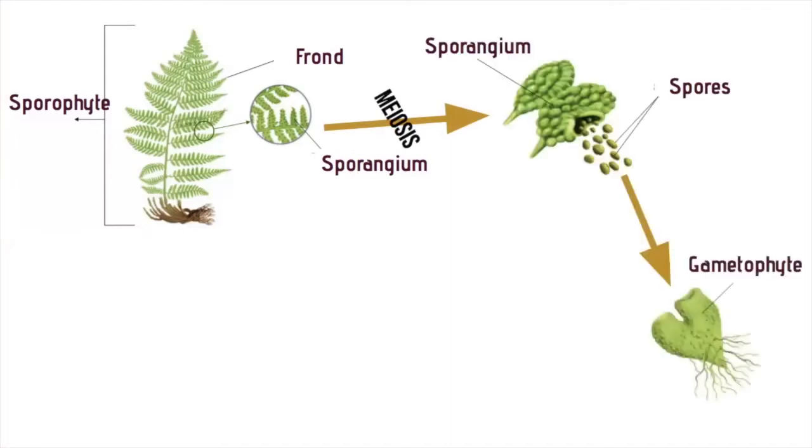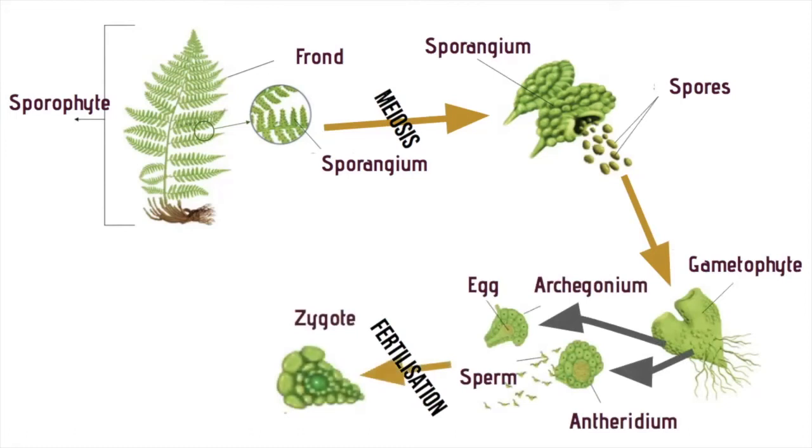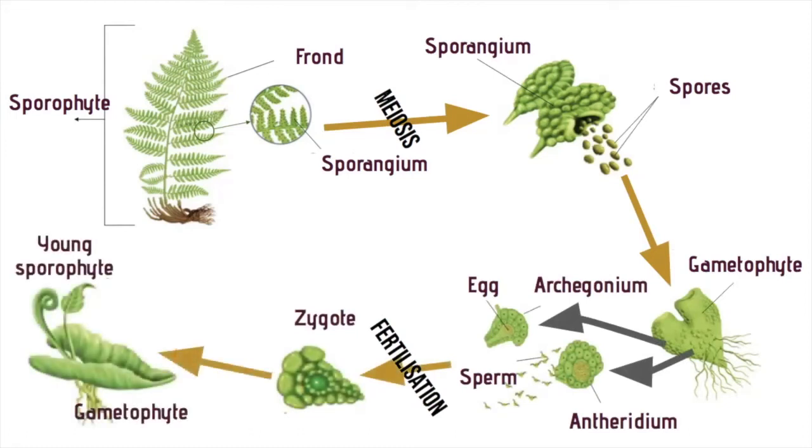These spores develop into a gametophyte, and on the structure of this gametophyte, there are egg-producing cells and structures and sperm-producing antheridium, and the sperm swim to the egg. There's a fertilization process that happens, forming a zygote, which then develops into a young sporophyte, which develops into the plant that we know, the mature sporophyte. So that's the complete life cycle.